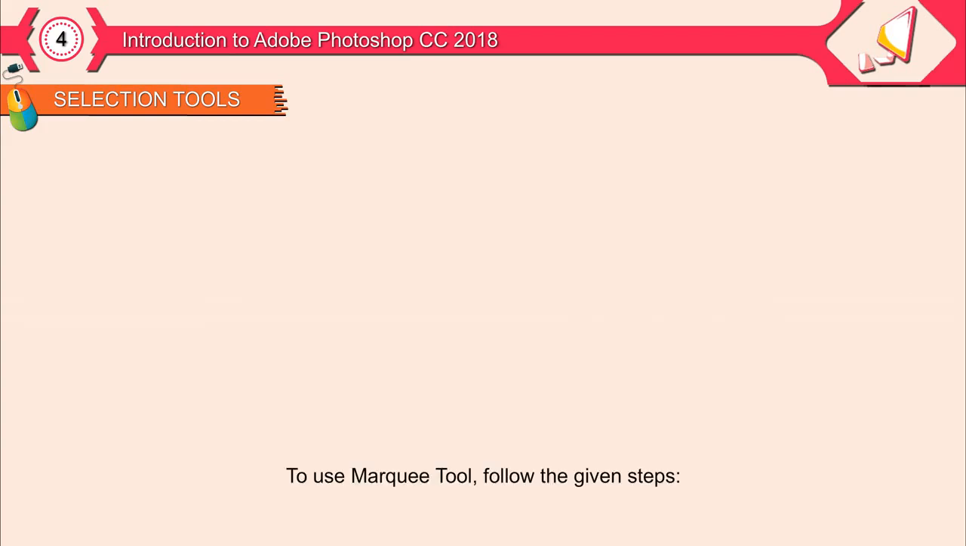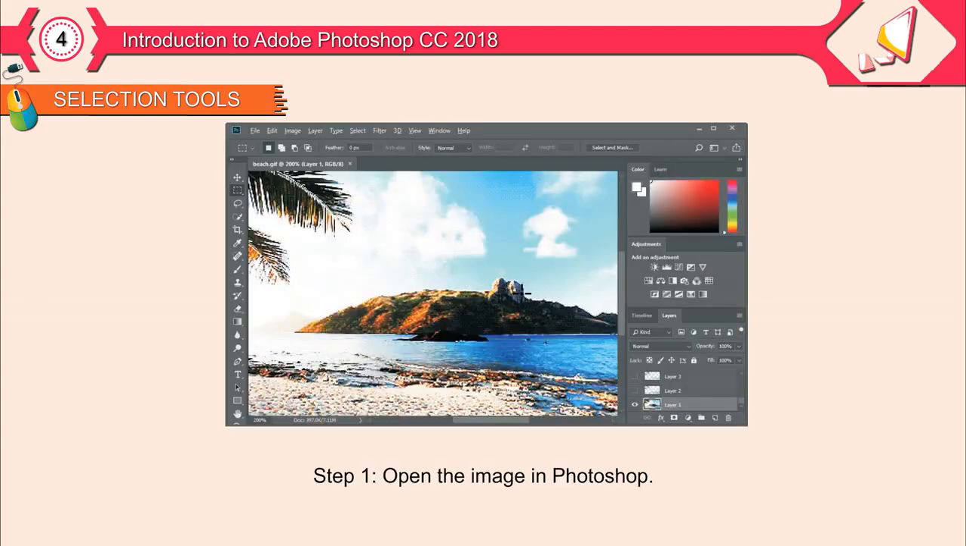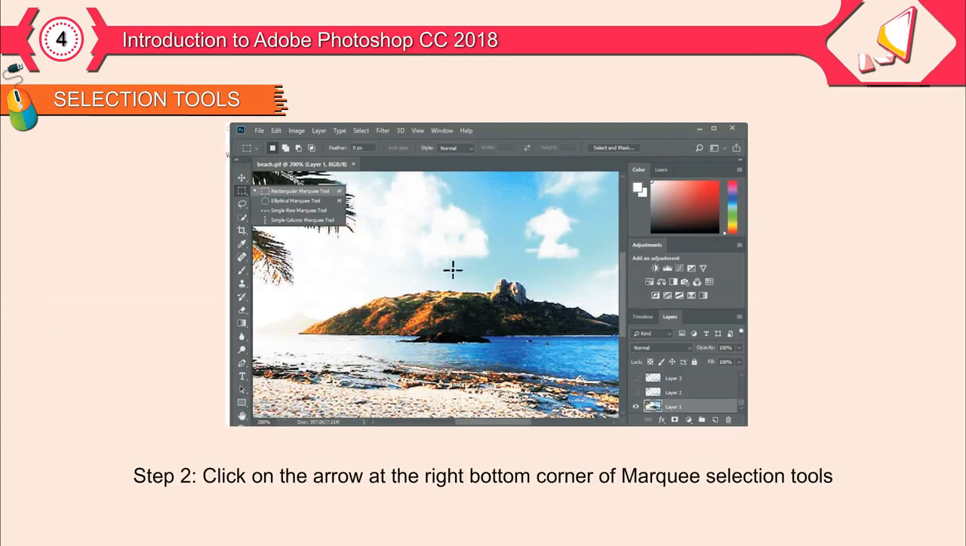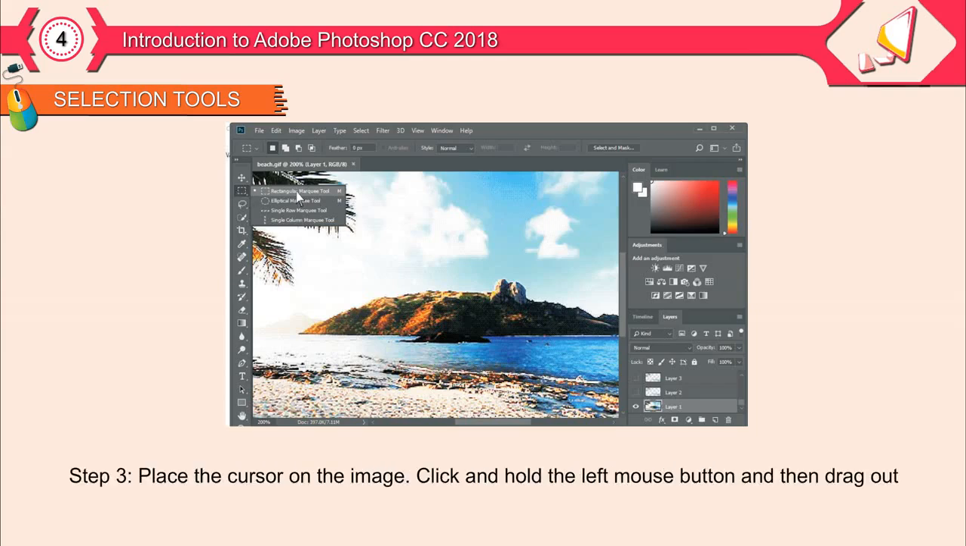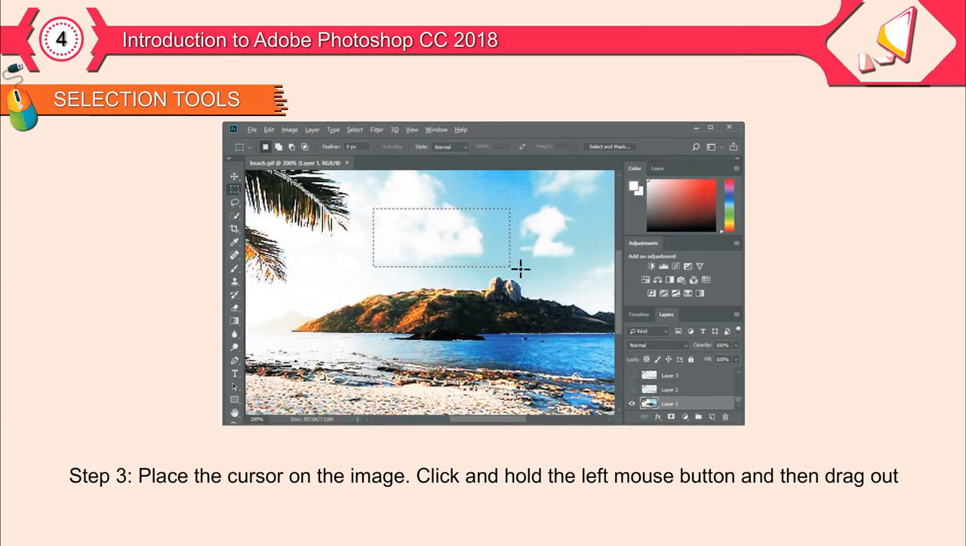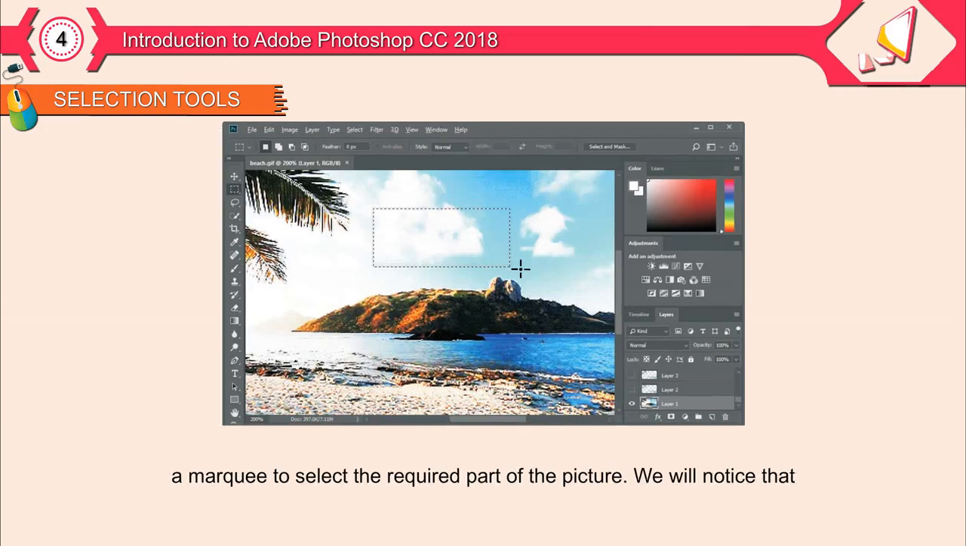To use Marquee tool, follow the given steps. Step 1. Open the image in Photoshop. Step 2. Click on the arrow at the right bottom corner of Marquee selection tools and select the required Marquee tool. Step 3. Place the cursor on the image. Click and hold the left mouse button and then drag out a marquee to select the required part of the picture. We will notice that a dashed border has covered the selected object.